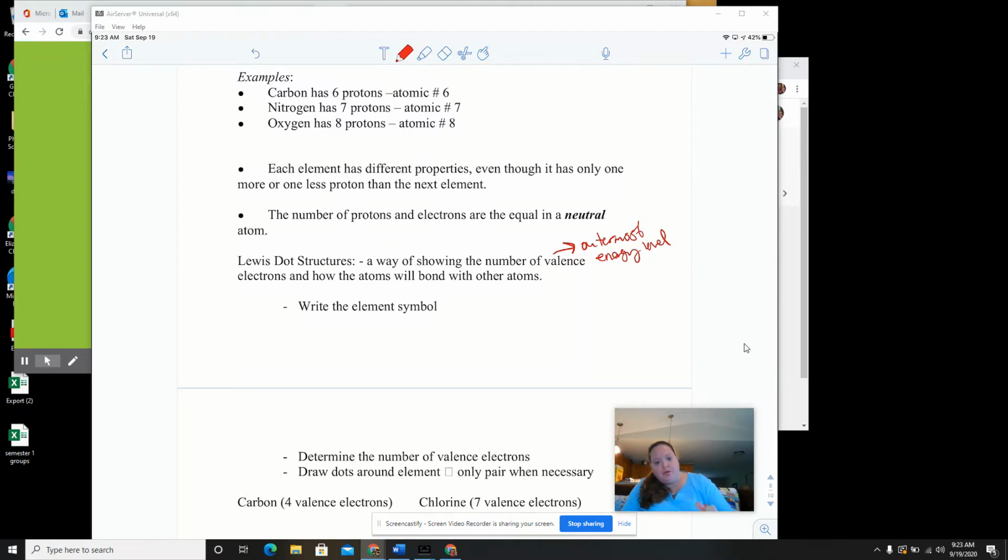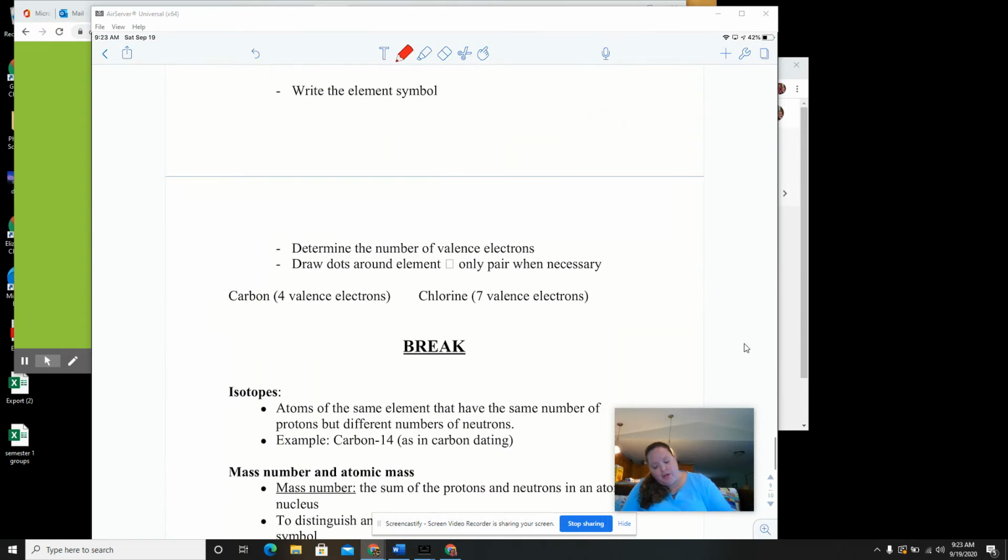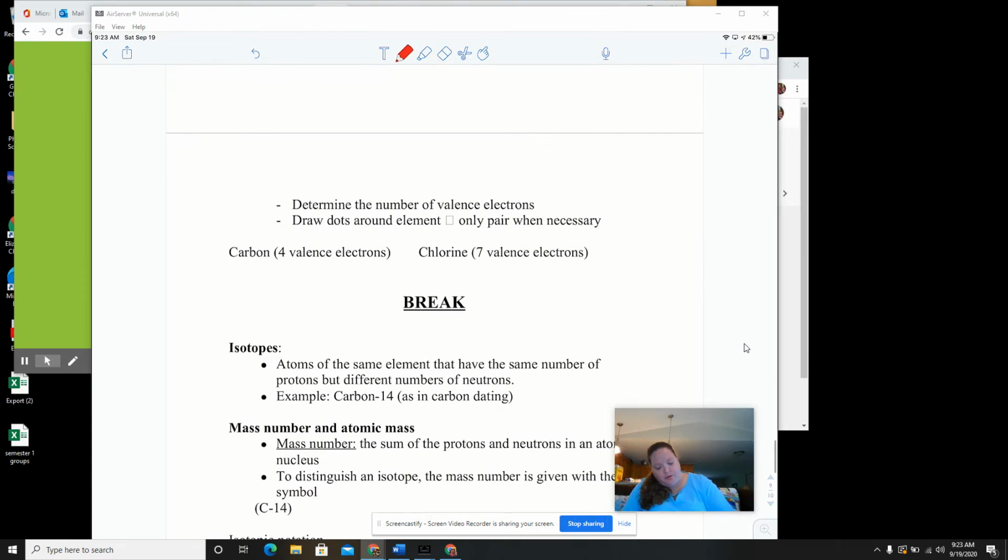So what you do for Lewis dot structures is you write the elemental symbol, okay? You determine how many valence electrons you have, and then you put dots around it, and you only pair when necessary. So let me show you how you do this, okay?